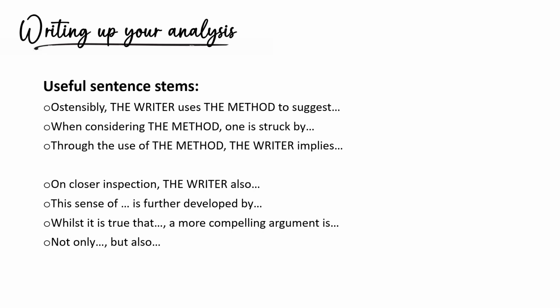Then the next set of sentence stems are looking below the surface, so on closer inspection. So here we're zooming into the text, we're digging beneath the surface. This sense of fear, apprehension, hope, joy is further developed by. And then looking at different arguments: whilst it is true that Shakespeare presents Othello as loving Desdemona, a more compelling argument is that this is undercut by the patriarchal expectations of the time. So using those final sentences there on the screen to balance different arguments.